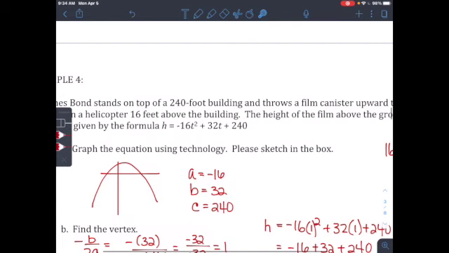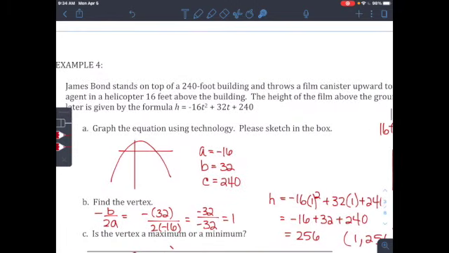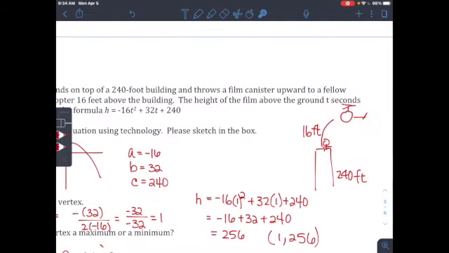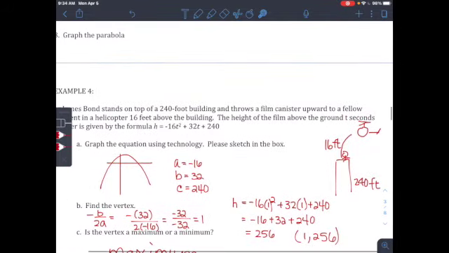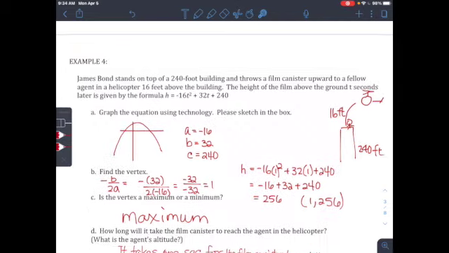And yes, the parabola is not centered. I also know that my A is -16, my B is 32, my C is 240. So when they say find the vertex, you can do it two ways. You can do it by calculation, which is finding -b over 2a and then plugging it in. Or I can use the button on the calculator that says maximum, because that's the highest point of the helicopter. So that's how I know whether the vertex is a maximum or minimum: because the parabola is upside down, it is a maximum.